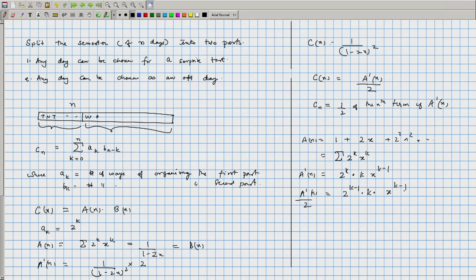and therefore, the nth term of a prime x by 2 is nothing but the coefficient of x raised to n, that is going to be equal to 2 raised to n into n plus 1. Okay. So, we can conclude that Cn is equal to n plus 1 into 2 raised to n.